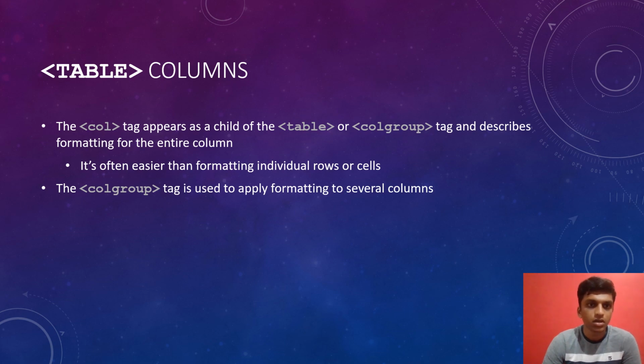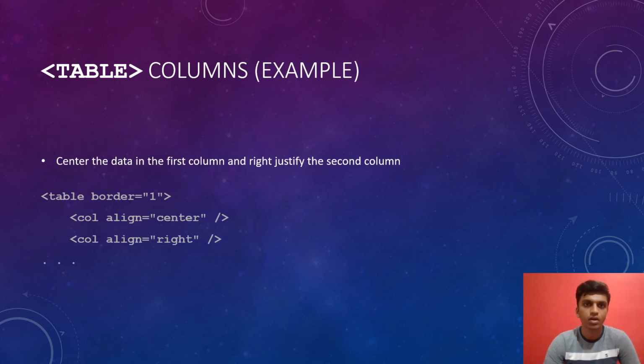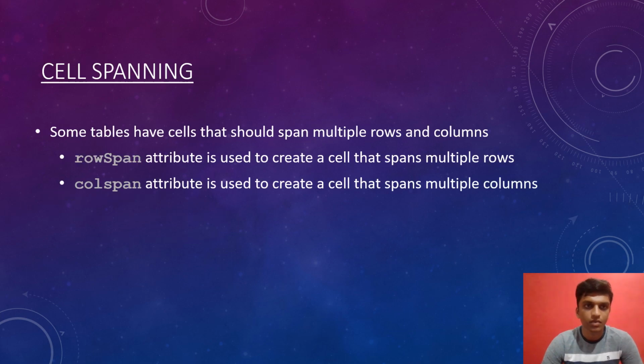Table columns. The col tag appears as a child of the table or colgroup tag and describes formatting for the entire column. It's often easier than formatting individual rows or columns. The colgroup tag is used to apply formatting to several columns. This is the example for columns. There is nothing but aligning inside the column. It can be center or right or left, anything.